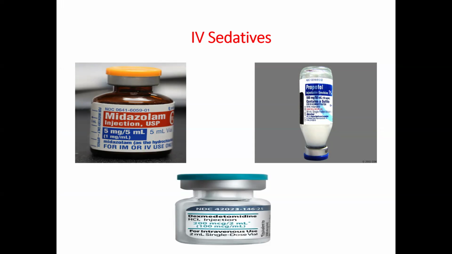So, what are the sedatives that we use in the ICU? These are the three commonest methods used: midazolam, propofol, and dexmedetomidine. Midazolam is a benzodiazepine that works on GABA-A receptors, and it's one of the most widely used drugs in the ICU. We give it as an infusion.